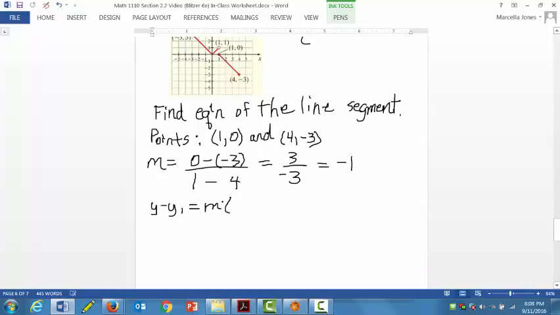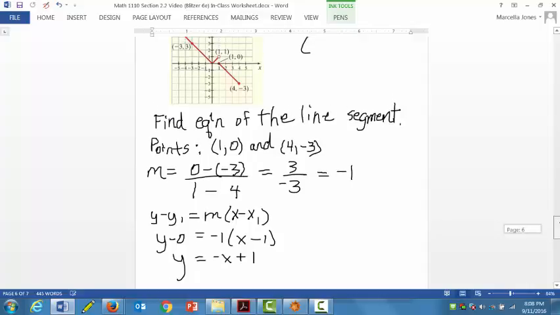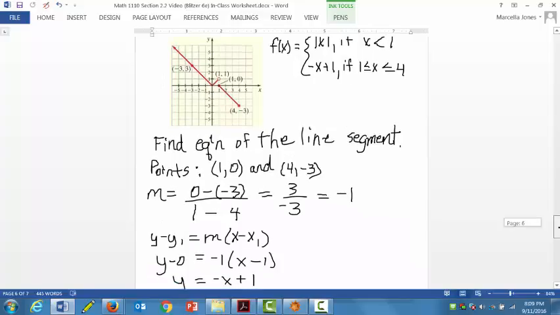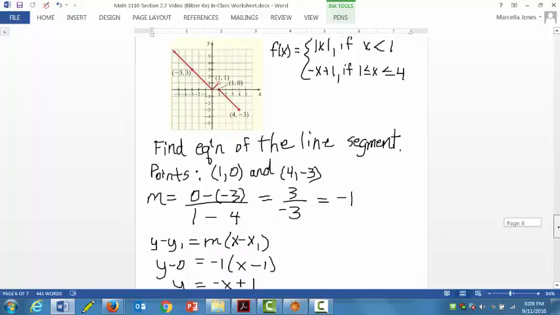Now I'm going to use the point-slope equation, which is y minus y1 equals m times x minus x1. And I can use either of these points. I'm going to use the point (1, 0). So y minus 0 is the slope, negative 1, times x minus 1. And notice when I simplified that, y was equal to negative x plus 1. So that's the function that's used when my x's are between 1 and 4, including 1 and 4. So that's how I would define that piecewise function.